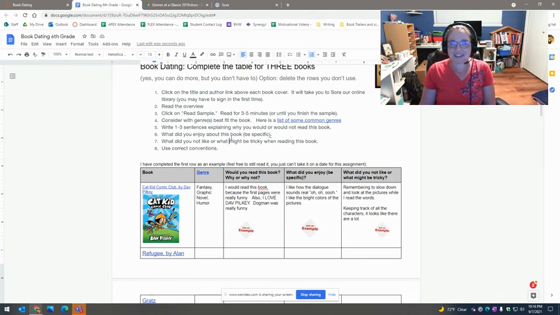It could be something. Why did you choose that one out of all of the choices? What did you not like or might be tricky? Because that might help you get ready for what do I have to do while reading this book. And please, as always, try your best to use correct conventions. It makes it easier for me to read, and it's good practice for you.